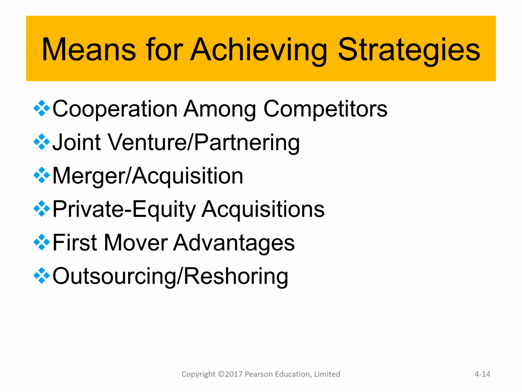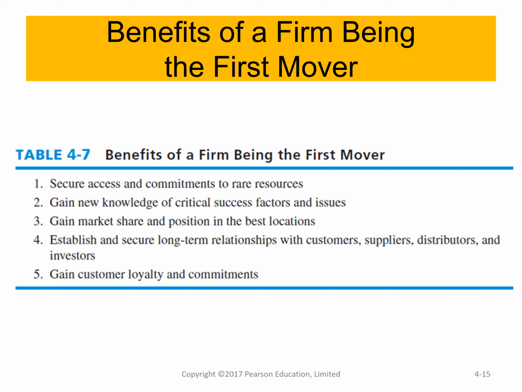Now, how do organizations achieve strategies? We've briefly seen some of these strategies. So these strategies can be achieved through cooperation among competitors, going into joint ventures or partnering, maybe through mergers and acquisitions, private equity acquisition, first mover advantage, outsourcing, or reshoring.